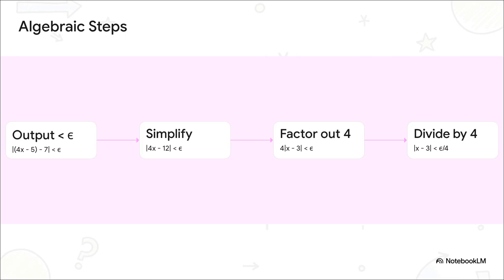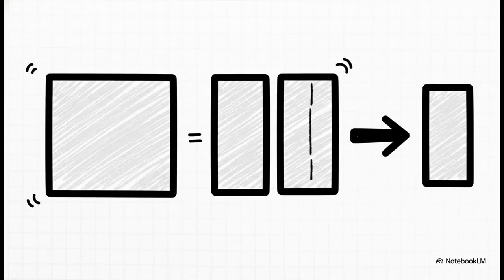All right, step 1. We start with our output inequality. The absolute value of 4x minus 5 minus 7 is less than epsilon. Step 2, we simplify inside the bars to get 4x minus 12. Step 3, factor out the 4. And step 4, divide by 4. See what we did there? We simplify until the absolute value perfectly matches x minus 3, which is exactly our input target. Boom, we found it. Our delta safe zone must be exactly equal to our epsilon error tolerance divided by 4.